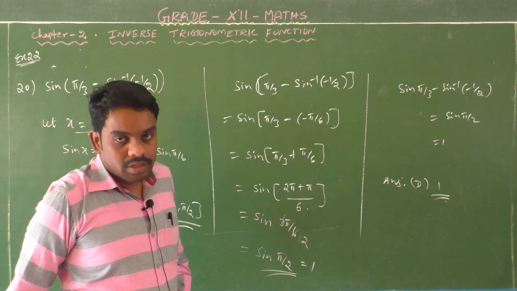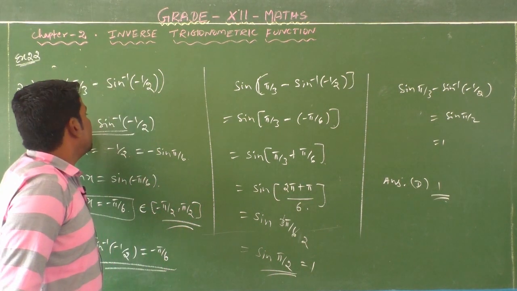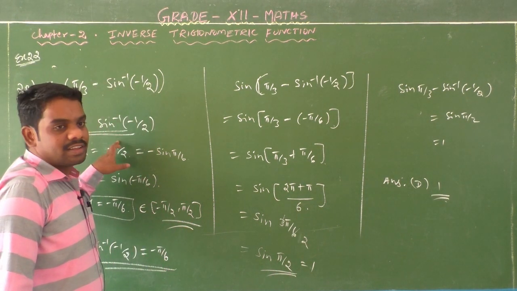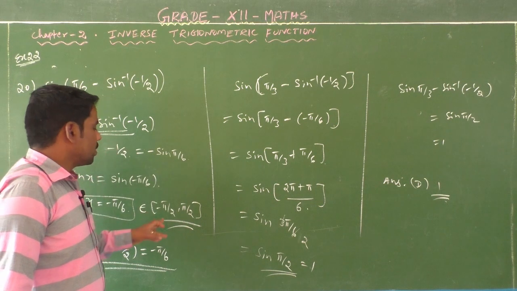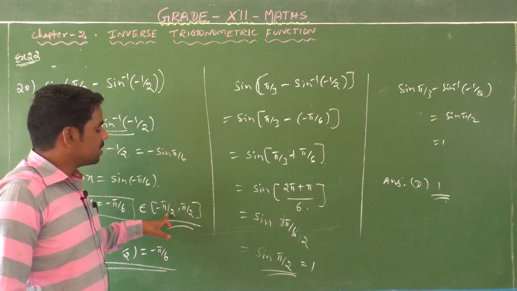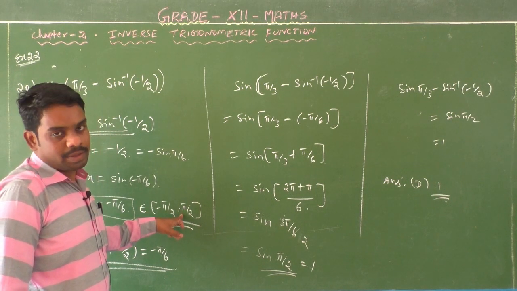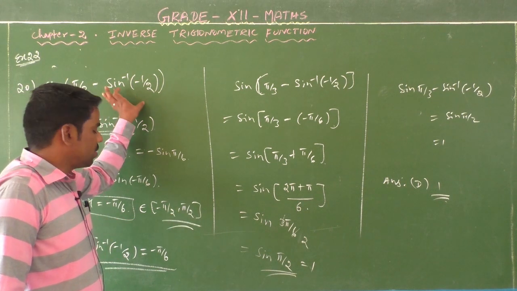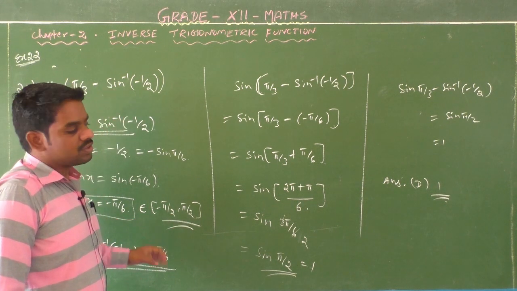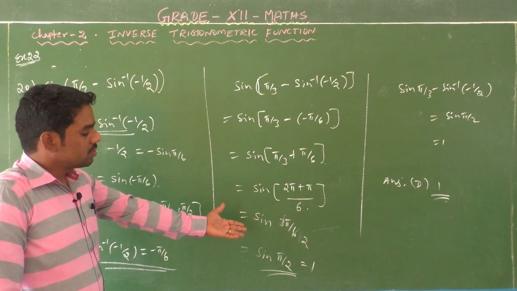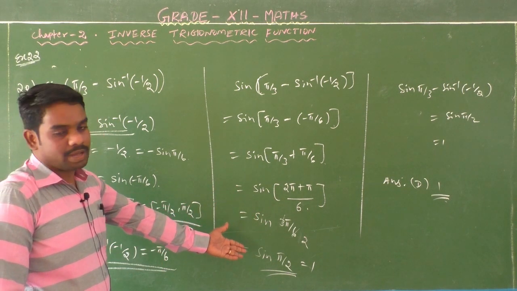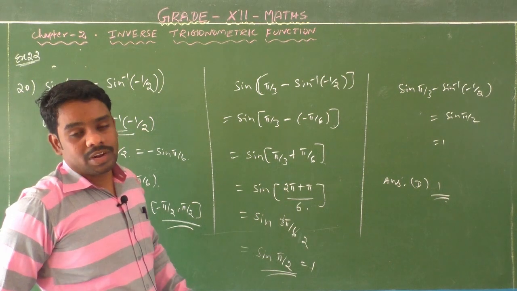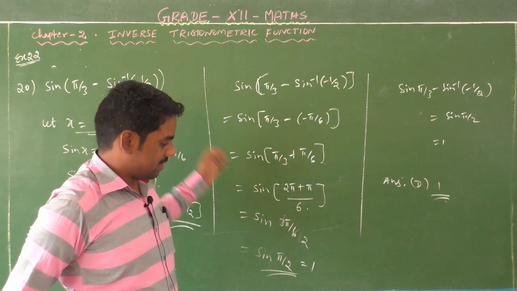Okay, listen, important formula: x equal to sine inverse of y, when x is in the closed interval of minus pi by 2 comma plus pi by 2. So the x value is minus pi by 6. Here sine inverse of minus 1 by 2 value is minus pi by 6. So substitute this value and simplify. So sine 3 pi by 6 is equal to sine pi by 2. You know that sine pi by 2 value is 1. So the given question answer is 1.